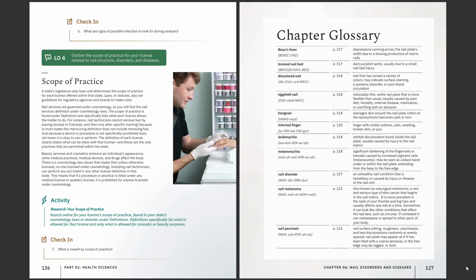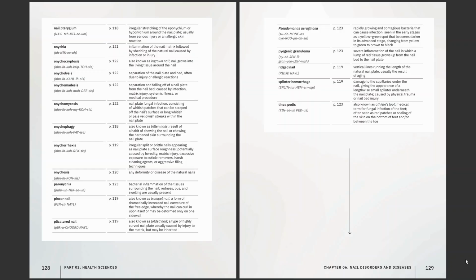Nail psoriasis: nail surface pitting, roughness, onycholysis, and bed discolorations randomly or evenly spaced. The nail plate may appear as if it has been filed with a coarse abrasive, or the free edge may be ragged, or both. Nail pterygium: irregular stretching of the eponychium or hyponychium around the nail plate, usually from serious injury or an allergic skin reaction.